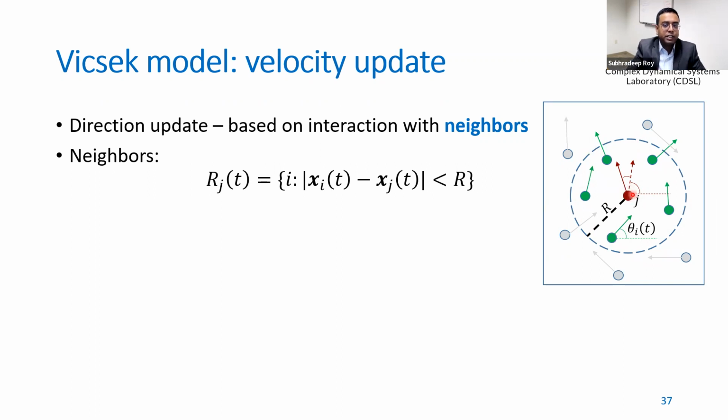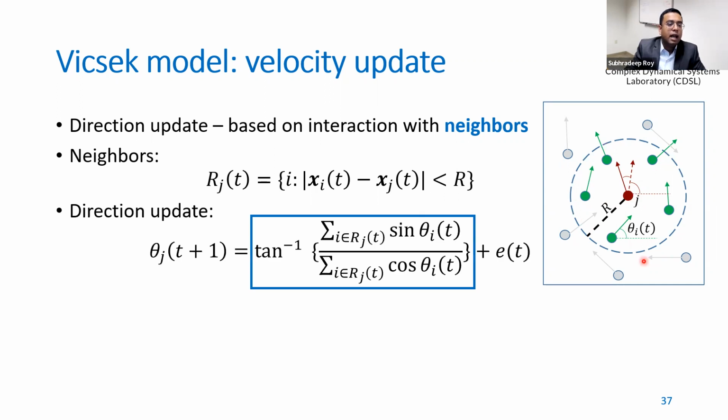So this is a sensing region within which it can sense the presence of other particles. So it can sense these green particles, and it cannot sense the gray particles outside its sensing region. So once the neighbors are defined for each agent at each time step, and from its neighbor state, it updates its heading direction. So here is how the update happens.